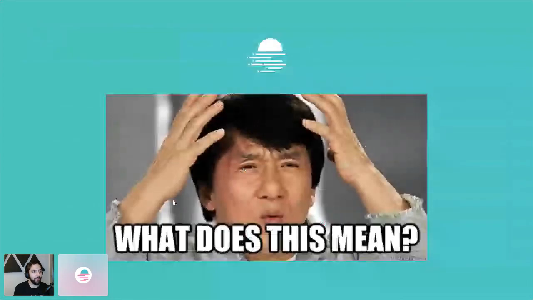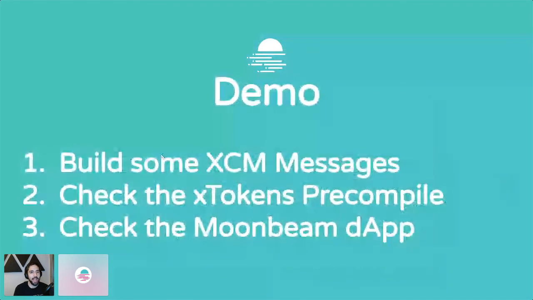So a lot of technical jibber jabber, right? I mean, there's a lot of concepts that you need to digest. So I guess what we're gonna do is a demo. In this demo, we're gonna build a couple of XCMs, one to move tokens from the relay chain to our testnet, Moonbase Alpha, and then one to go back.